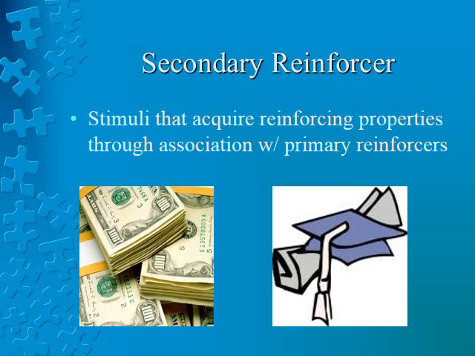Both are supposed to grant access to a variety of primary reinforcers that satisfy basic biological needs. In particular, access to the ability to provide for yourself or feed yourself, and also provide shelter for yourself and people that you care about. Really important functions of money and education.